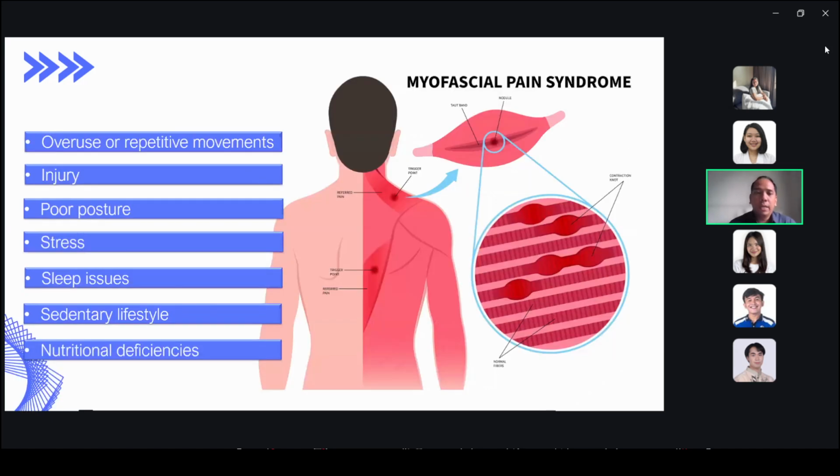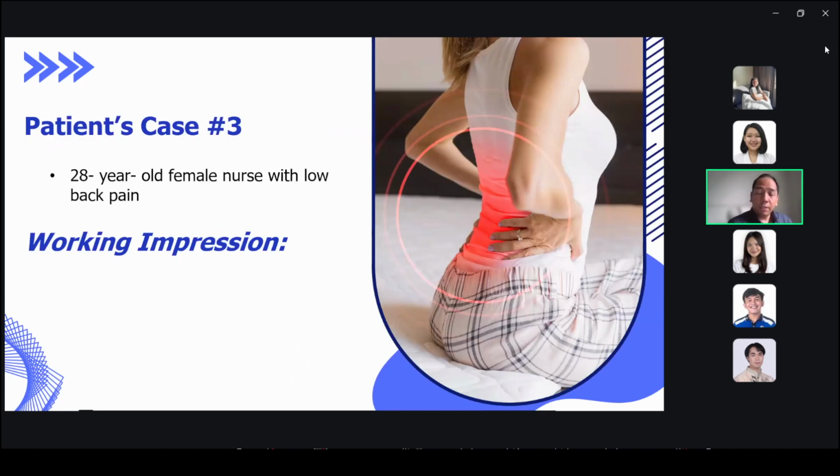This is caused by overuse or repetitive movements from the injury, from poor posture, from stress, from sleep issues, from sedentary lifestyle, and from nutritional deficiencies. So for our second patient, this is a housewife cleaning the house. So meron siyang overuse or repetitive movement no, from carrying heavy objects. For our third case, a 28-year-old female nurse with low back pain.